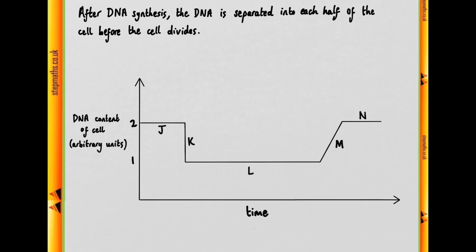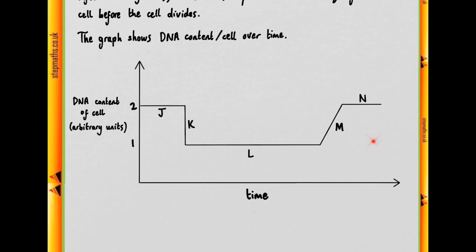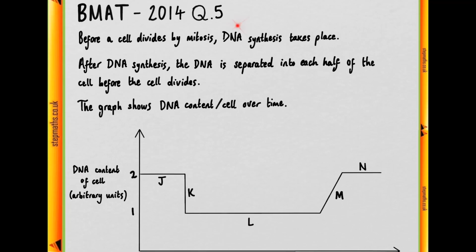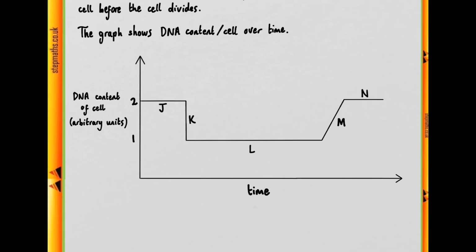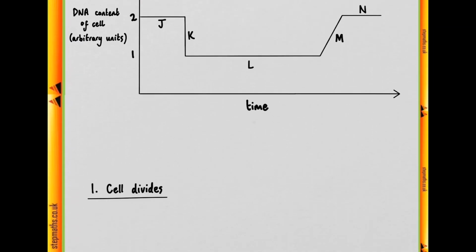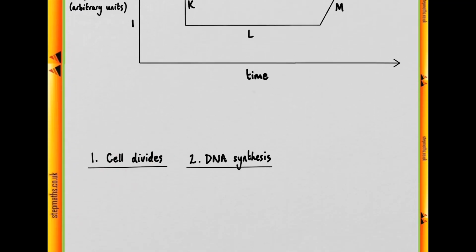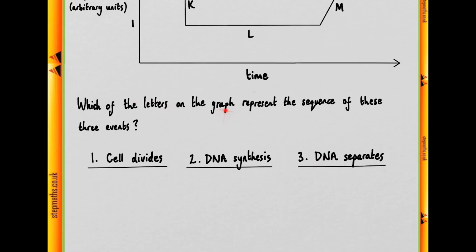We're then given the following graph, which we're told represents the DNA content per cell over time. So this is the DNA content in one cell undergoing mitosis over a period of time. We can see we have a fluctuating level of DNA with associated labels on different parts of the graph. We're then given 3 key events: when the cell divides, when DNA synthesis occurs, and when the DNA separates. And we're asked which letters on the graph represent the sequence of these 3 events.